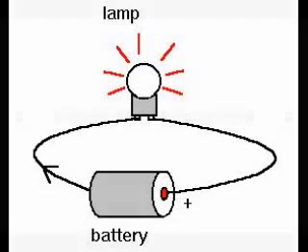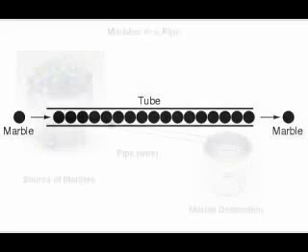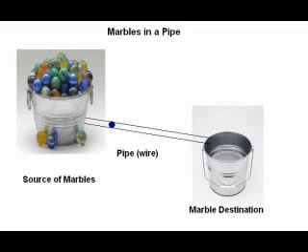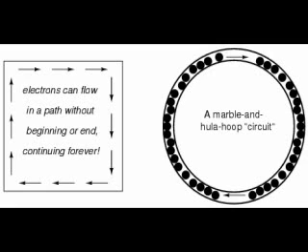In order to understand this, we can use the analogy of marbles in a tube. The marble source and marble destination buckets would have to be infinitely large to contain enough marble capacity for a flow of marbles to be sustained. The answer to this paradox is found in the concept of a circuit, a never-ending looped pathway for electrons.